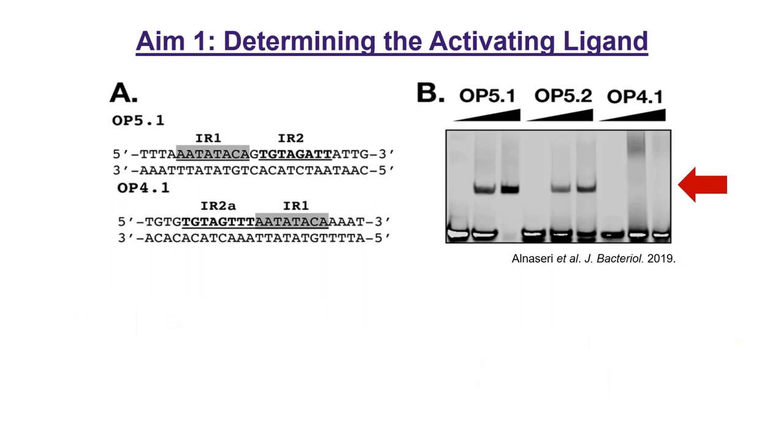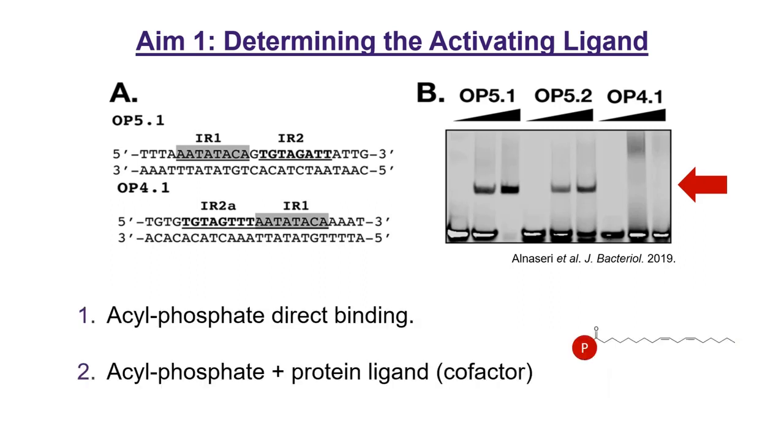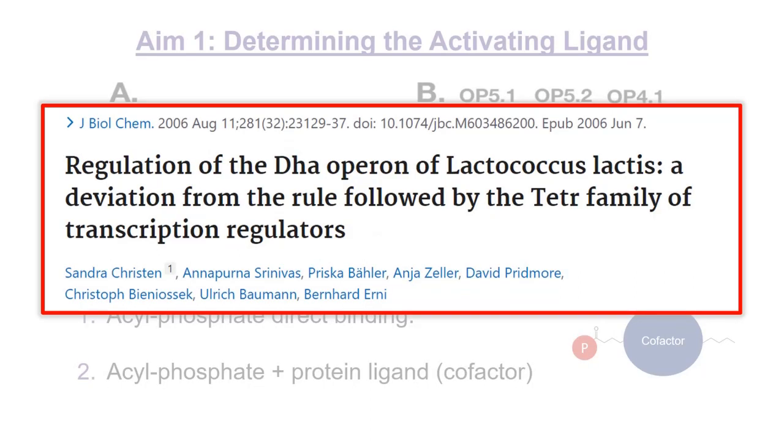One, an acyl phosphate, a metabolic product from the FAK pathway, binds directly to FAR-R. Or the acyl phosphate binds as a complex with additional proteins to FAR-R. This is similar to another activating TET-R family regulator called DHAS from Lactococcus lactis that requires the DHAQ protein ligand to activate the dihydroxyacetone operon.